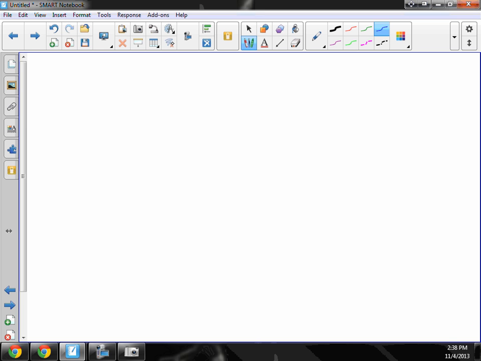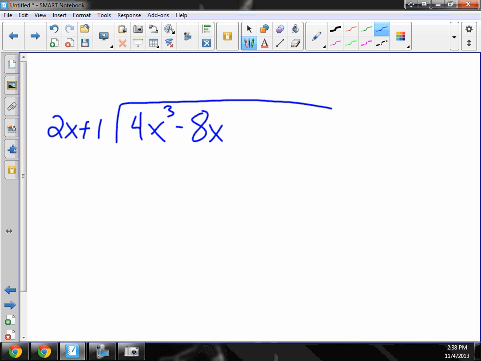So let's do 2x plus 1 goes into 4x to the third minus 8x squared plus 3x minus 1. Now, what happens if there is not an x squared term? If it goes 3, 1, none, you have to put a 0x squared in there. Because it'll still probably have an x squared when you divide it. It just depends on the problem, but you never know.